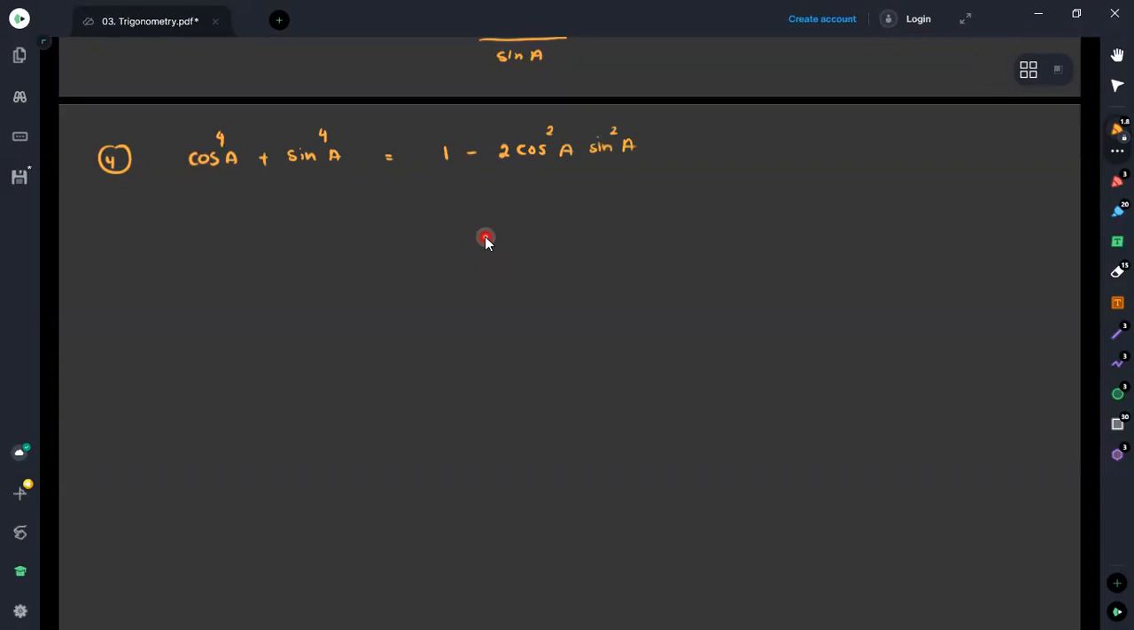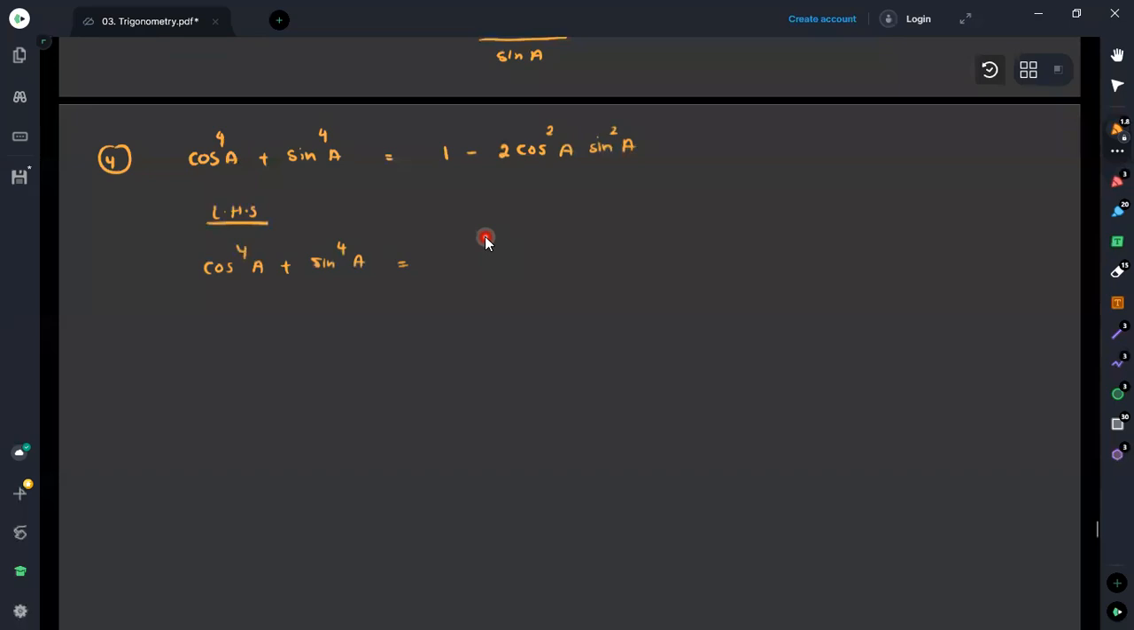Therefore, I will start from the left hand side. It is because the power is 4 on the left, but on the right hand side the power is just 2. Therefore, it would be easy for us to convert this 4 into 2 rather than converting 2 into 4. So I will take the left hand side of the equation: cosine A to the power 4 plus sine A to the power 4. We need to prove this.